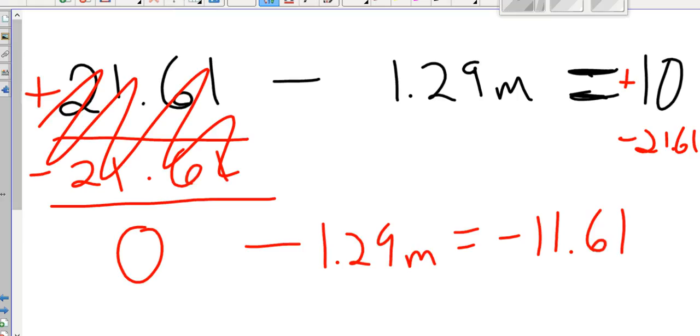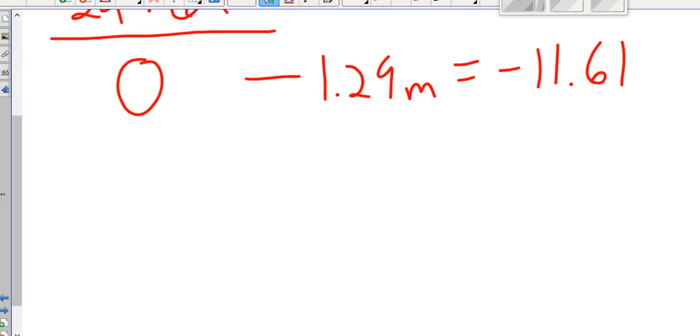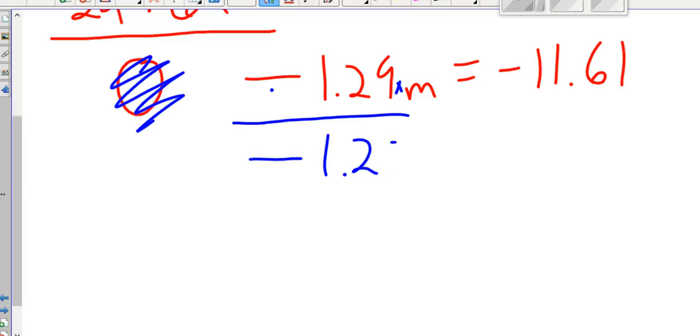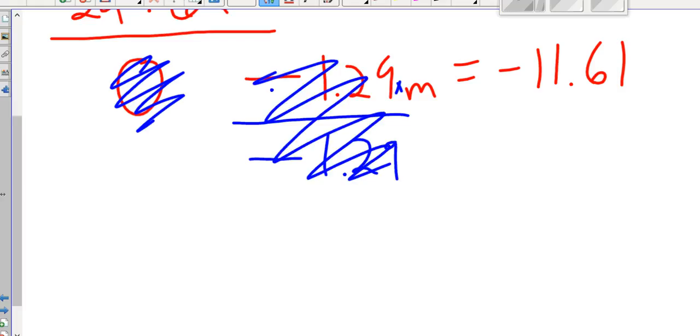So what now? Well, now we just keep going on, right? This 0 doesn't mean anything. I have a negative 1.29 times M. And so to get rid of that, I'm going to divide by negative 1.29. And so dividing by a negative 1.29, that becomes 1 M, because any number divided by itself equals 1. So 1M, or just simply put M.